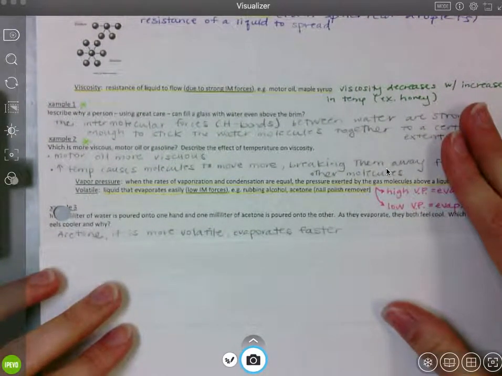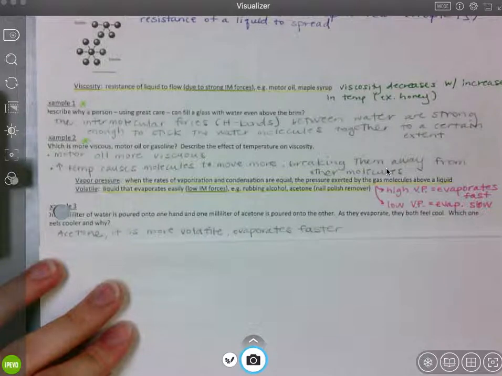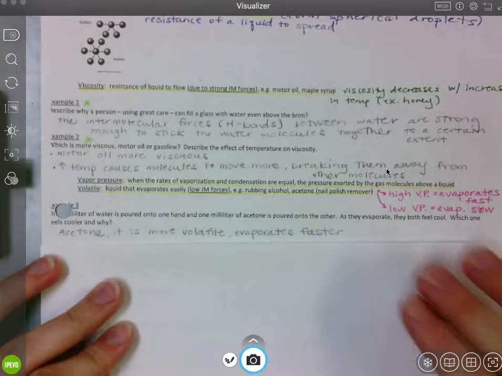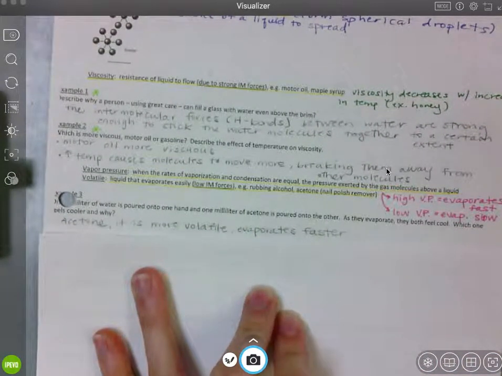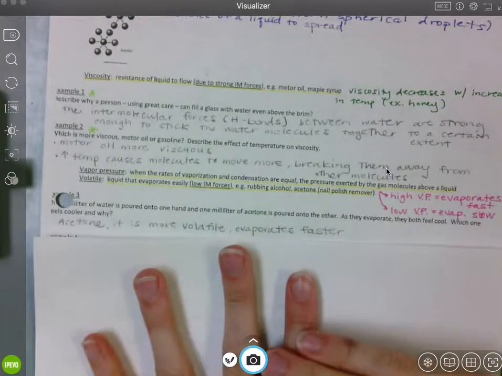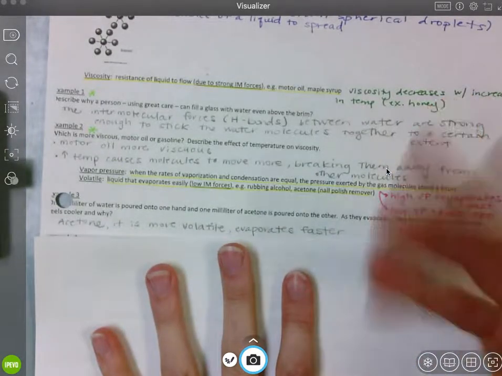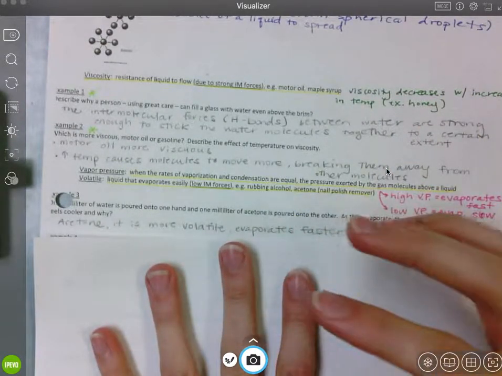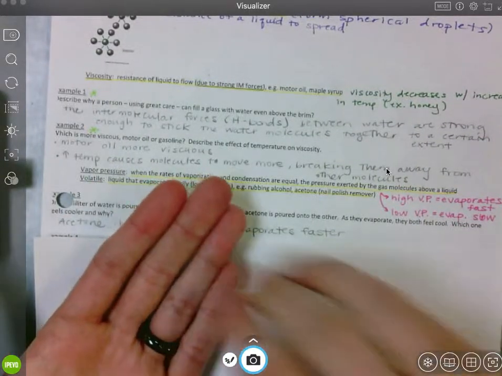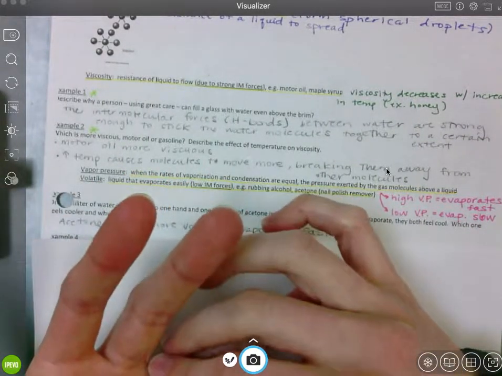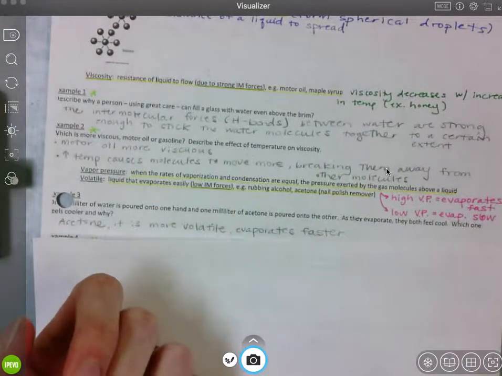Okay, so acetone is more volatile compared to water. It evaporates faster. That's what volatile means. So if something is evaporating faster, that means it gets to take more of the heat that you are releasing through your skin. It's taking more of the heat in your skin and taking it away from you, which is why it feels cooler. So the absence of heat is going to feel cool for us.